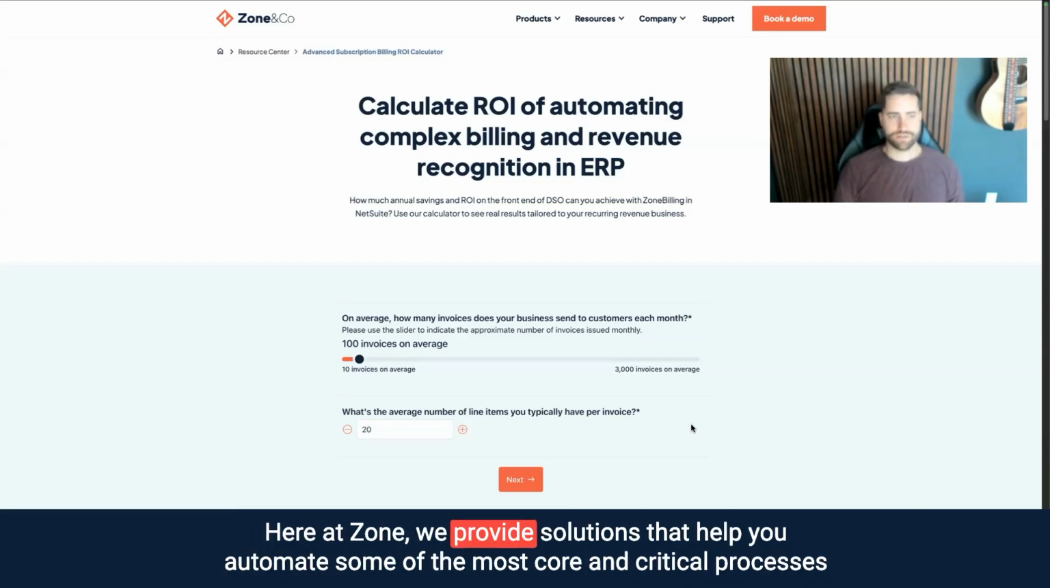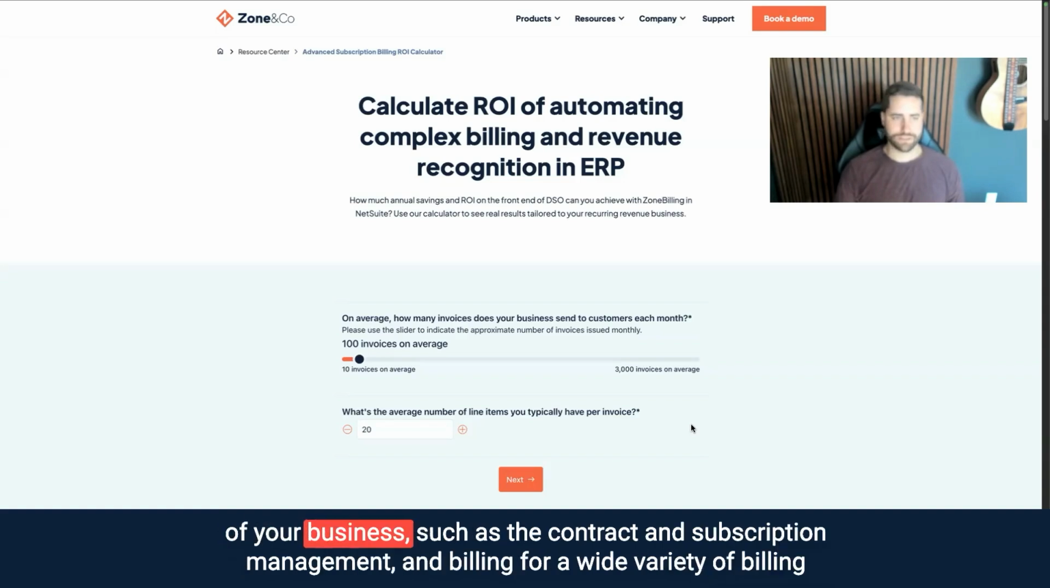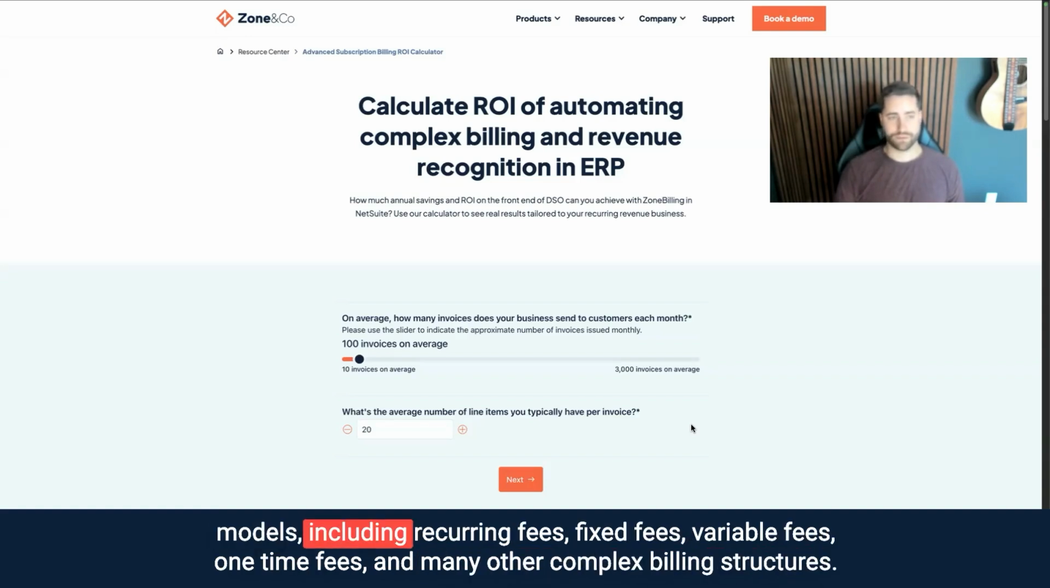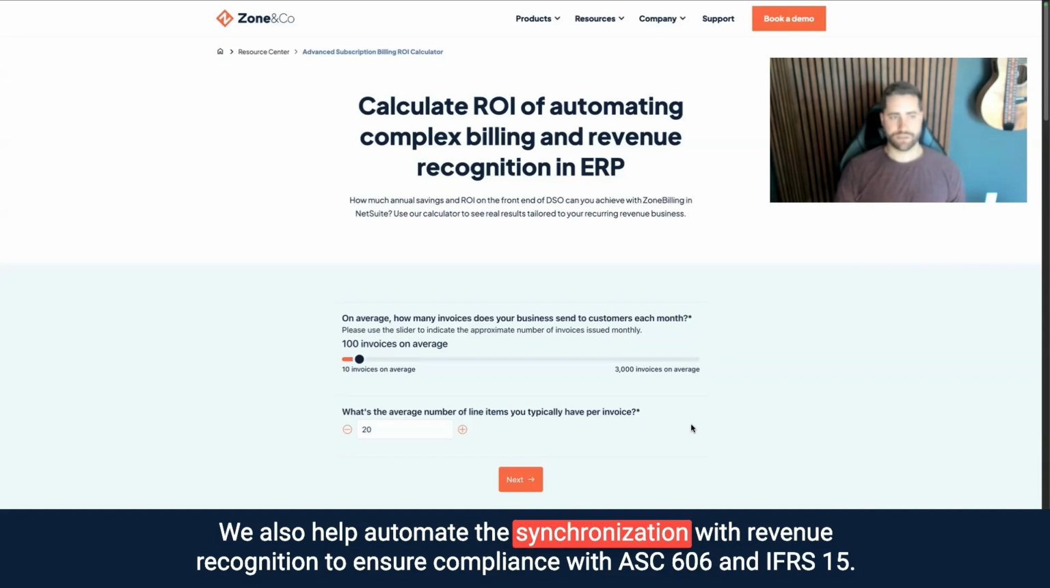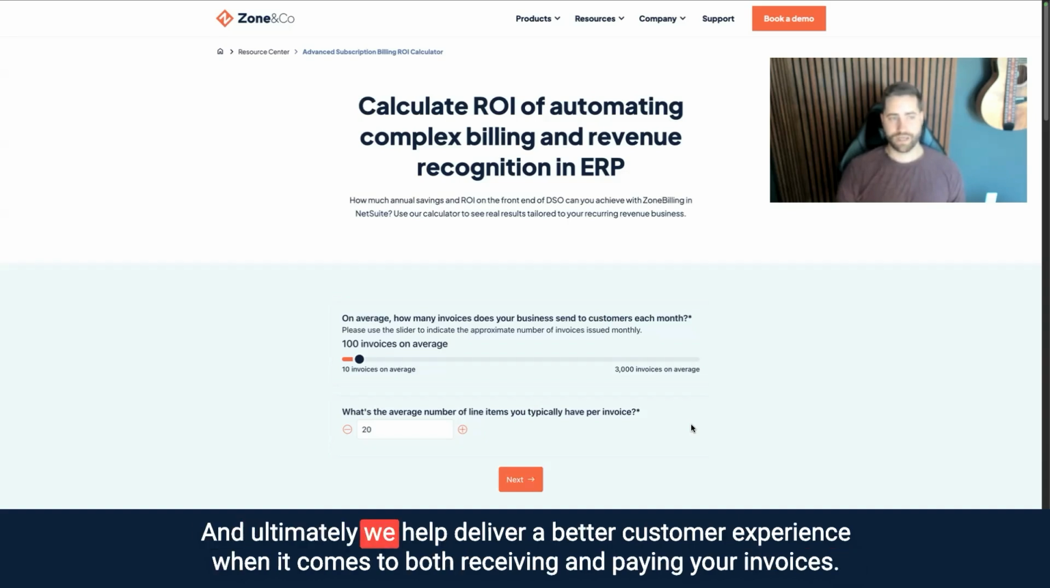Here at Zone, we provide solutions that help you automate some of the most core and critical processes of your business, such as contract and subscription management and billing for a wide variety of billing models, including recurring fees, fixed fees, variable fees, one-time fees, and many other complex billing structures. We also help automate the synchronization with revenue recognition to ensure compliance with ASC 606 and IFRS 15. And ultimately, we help deliver a better customer experience when it comes to both receiving and paying your invoices.